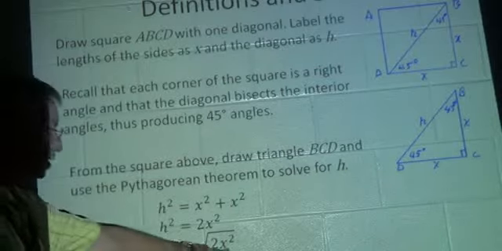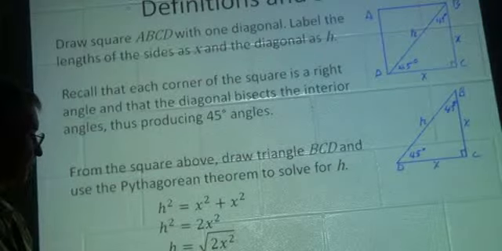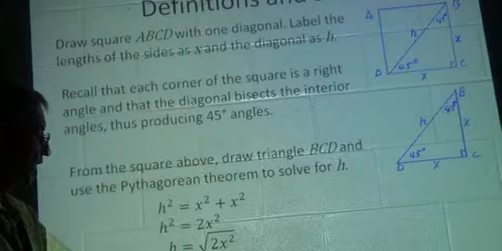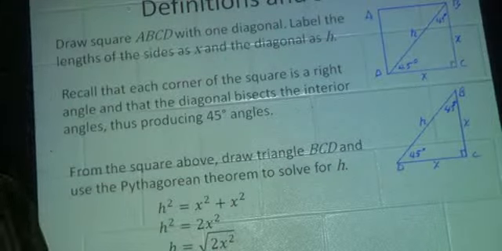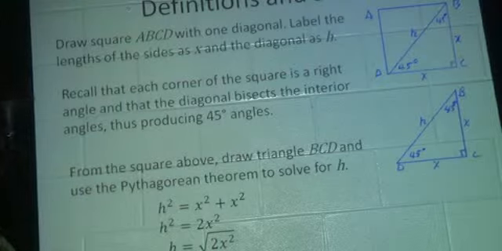The square root of x squared is simply x, so we bring it out front. So h is equal to x, which is the length of the side of the square, times the square root of 2. This is a constant relationship in this type of triangle. It's also used frequently whenever you have squares in problems.